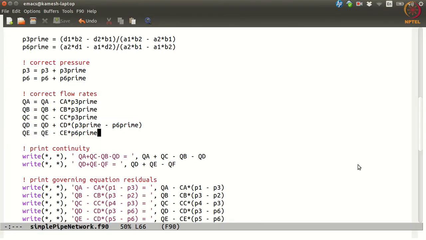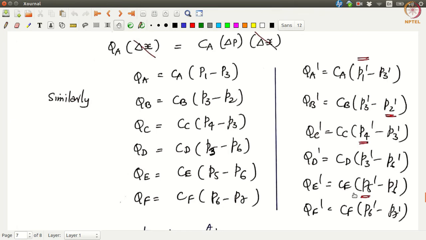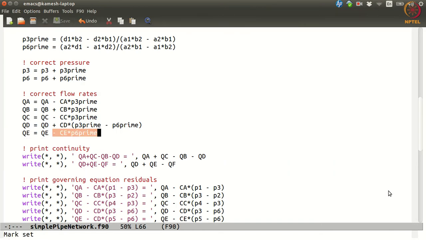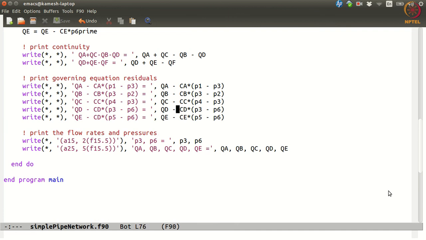That is this value. Then QE equals QE star plus QE prime. QE prime is CE times P5 prime, which is 0. So this is minus CE P6 prime. Okay, fine. Then we print the continuity equation. Continuity equation is two equations, one for each cell, junctions 3 and 6. So this is QA plus QC minus QB minus QD, and the second junction at 6 is QD plus QE minus QF. Then we print the residuals for the momentum equations, right?